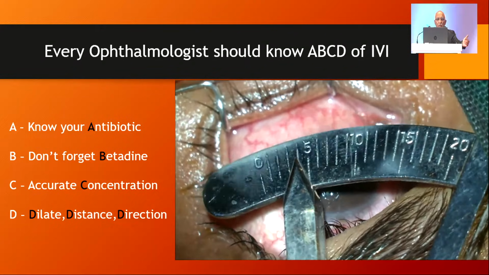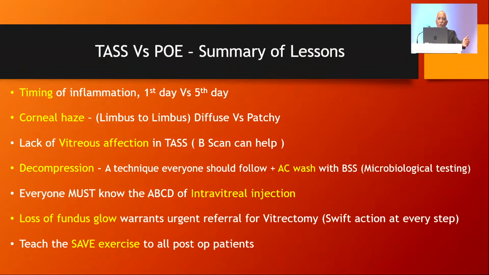So intravitreal injection is something that we should all know. In one slide I would like to summarize. Timing of inflammation is first day versus fifth day in TASS versus endophthalmitis. Corneal haze is diffuse in TASS, patchy in endophthalmitis. Vitreous involvement is important to note. Decompression is a technique which we should all follow. The patient really feels better after decompression, and we can also diagnose the posterior segment better.